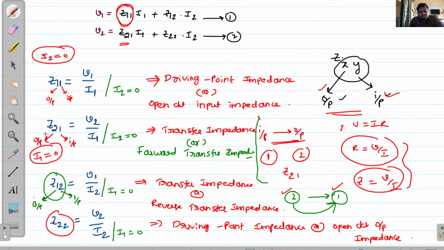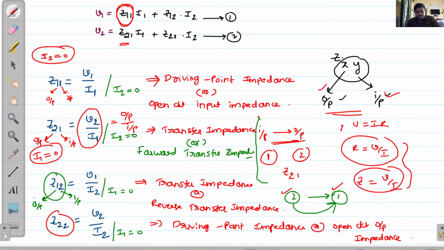Always remember, Z21 means in the numerator we have a second port related variable, and in the denominator we have a port 1 related variable. Here 1 is related to the input side parameter, and 2 is related to the output side parameter. So from this expression we can conclude that it is output by input. Everywhere you can consider output by input. Output variable from this Z21 is V2.